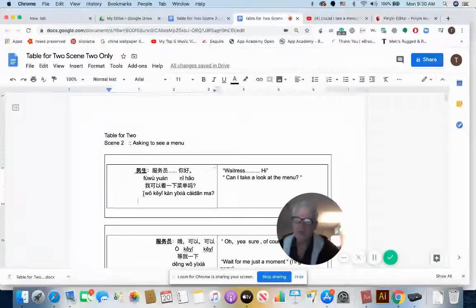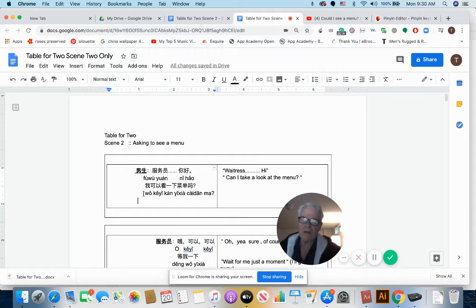This is the same structure you use when you ask to go to the bathroom, right? What do you say if you want to go to the bathroom? You all know that by now. You say, 我可以上厕所吗? So 我可以, can I? 我可以, something, 吗, right? 我可以, in this case, can. 看 means to look at, to see. So 我可以看. He wants to see a menu, and here's this 菜单 right here. 菜单吗? 我可以看菜单吗?